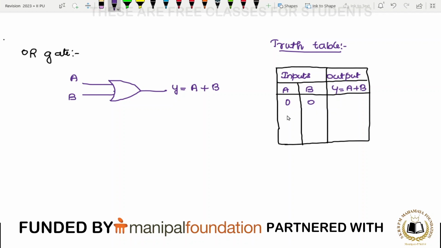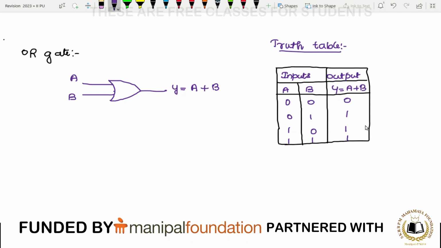So 0, 0, 0, 1, 1, 0 and 1, 1. These are the possible inputs. When inputs are 0, 0, output is 0. Input is 0 and 1, output is 1. 1 and 0, output is 1. 1 and 1, output is 1.